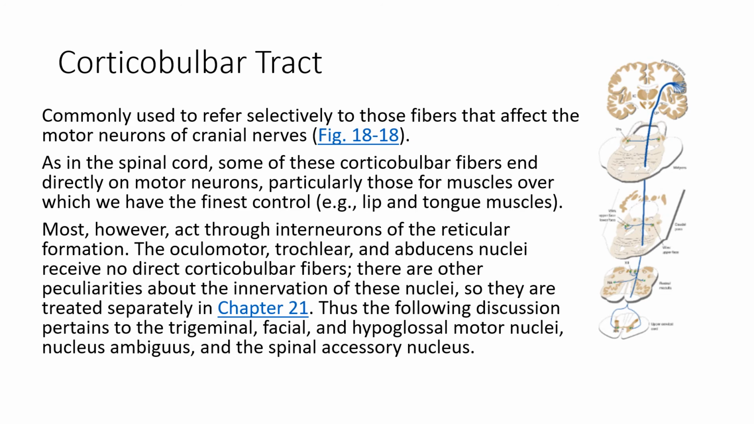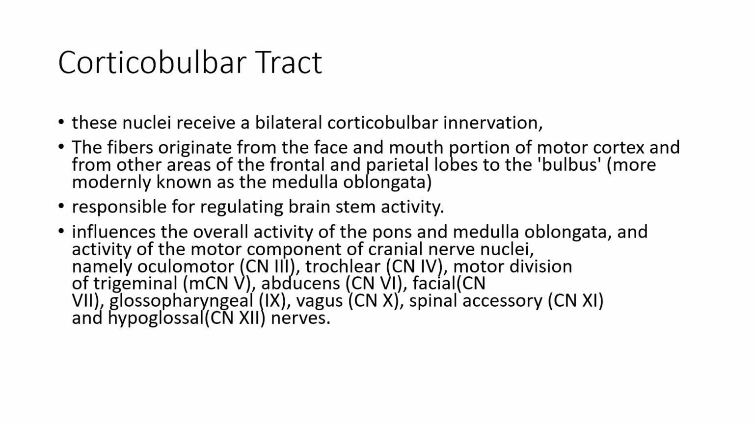So our nucleus ambiguus, remember ANT, ambiguus, 9, 10, and spinal accessory, cranial nerve 11, SCM, and tracts. Corticobulbar: these nuclei receive bilateral corticobulbar innervation. Fibers originate from the face and mouth area of motor cortex and other areas of the frontal and parietal lobes to the bulbus, more modernly known as medulla oblongata. Bulb, medulla oblongata. Corticobulbar is cortex to medulla oblongata.